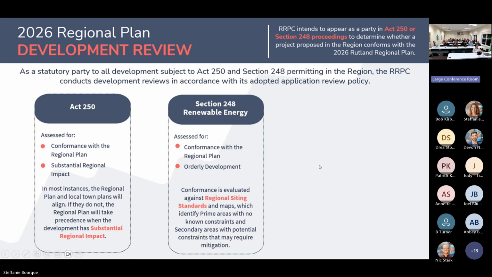In terms of Section 248 applications for renewable energy, those are assessed for conformance with the regional plan and orderly development. That conformance is evaluated against regional siting standards and maps that identify prime areas with no known constraints and secondary areas with potential constraints that may require mitigation. And again, those regional siting standards are outlined in the plan.